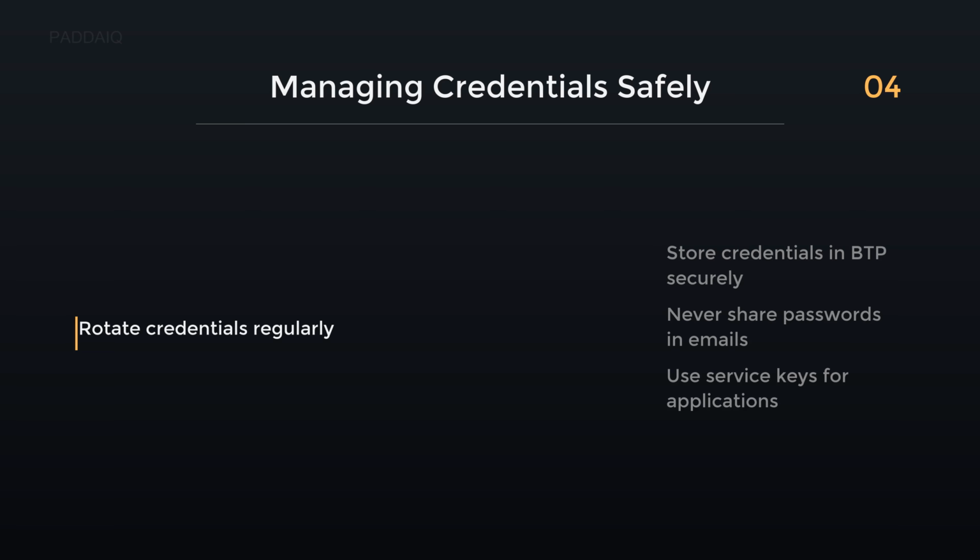Rotate credentials regularly. This means you should periodically change passwords and keys, like updating a lock. For example, a developer changes their API key every 90 days to prevent misuse if it was ever exposed. This simple habit is a core part of maintaining strong security over time.